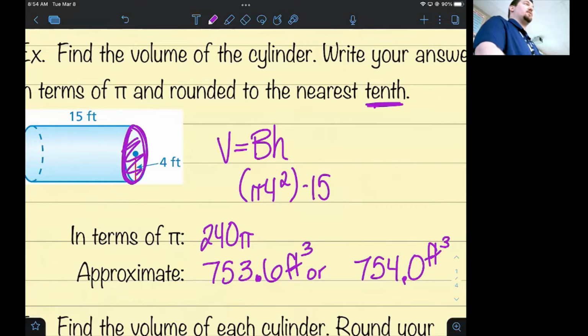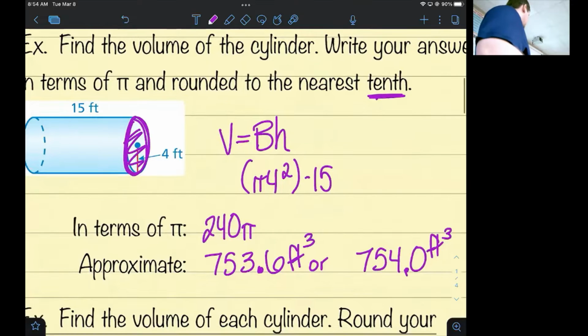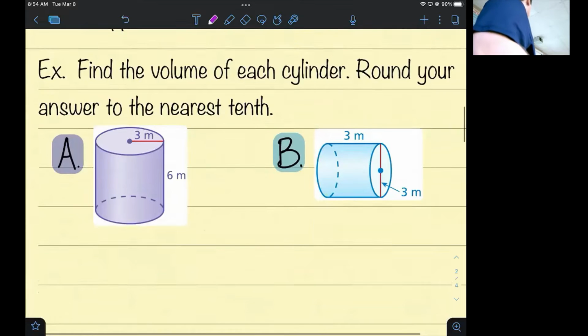And for whatever reason, the writers of the website could have maybe messed that one up. So 353.6 feet cubed. All right, so let's move on to the next one.